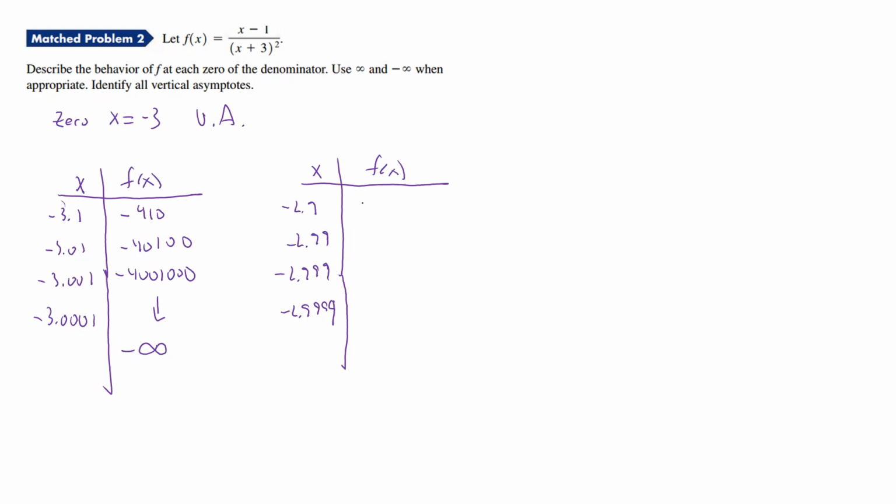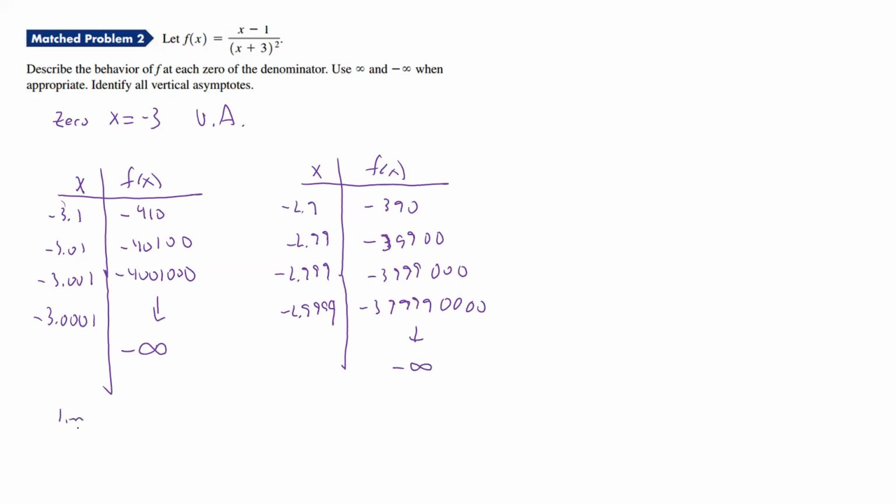Now, if we plug it in here, what do we get? Well, that's going to be a negative 390. Then that's going to be a negative 39900, negative 3999000, and so on, and we notice that that's going to negative infinity as well.